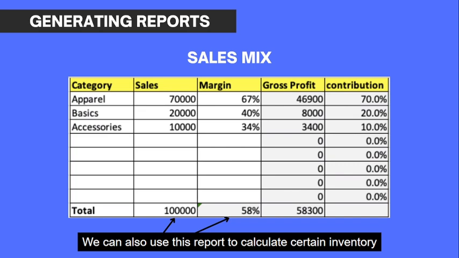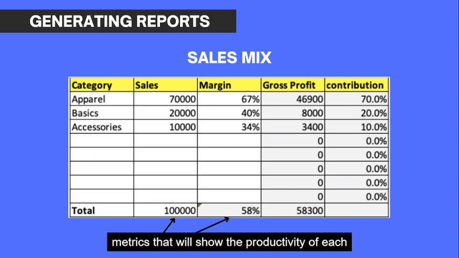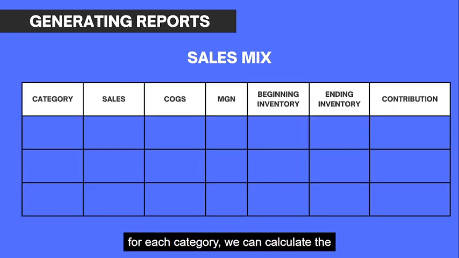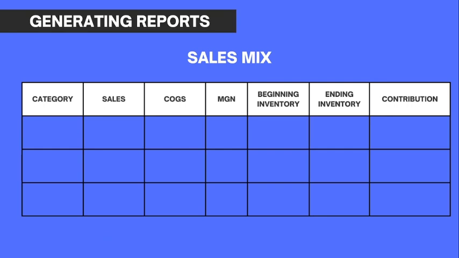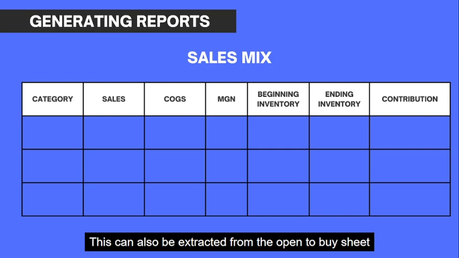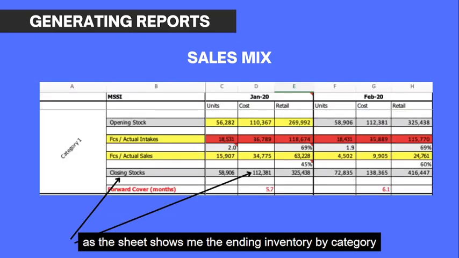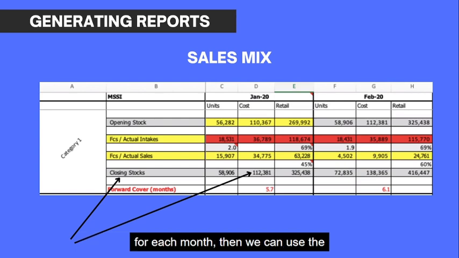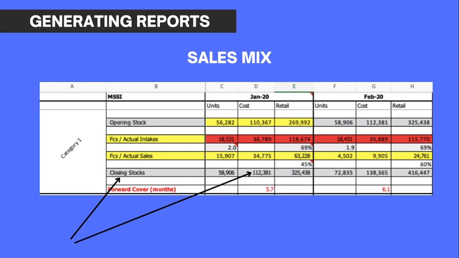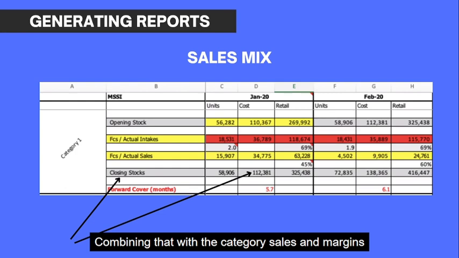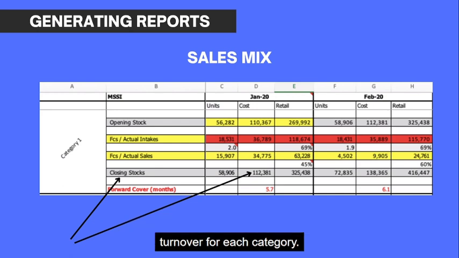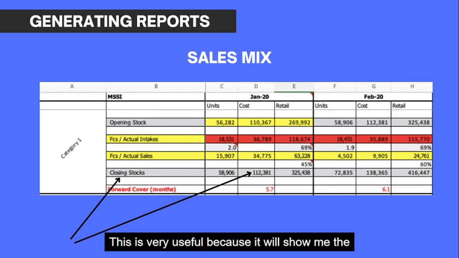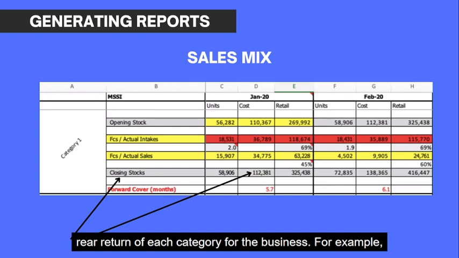We can also use this report to calculate certain inventory metrics that will show the productivity of each category. If we add to it the beginning and ending inventory for each category, we can calculate the average inventory we hold for each category. This can also be extracted from the open-to-buy sheet, as the sheet shows me the ending inventory by category for each month. Then we can use the average from there. Combining that with the category sales and margins, we can then calculate GM ROI and inventory turnover for each category. This is very useful because it will show me the real return of each category for the business.